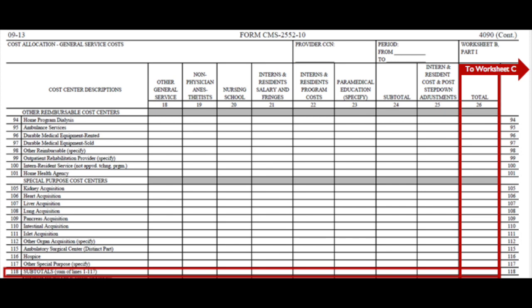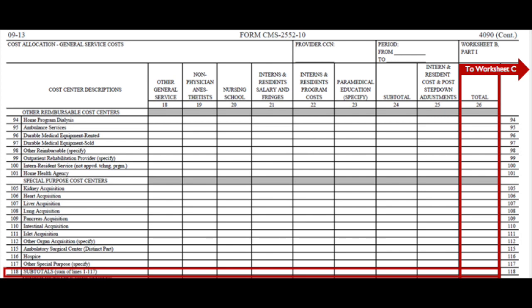So you see there is the other reimbursable cost centers, special purpose cost centers, where things like kidney acquisition, heart acquisition are allocated in terms of cost across the indirect accounts listed on the top. So, going across, we see other general service, non-physician, anesthesia, nursing school. These are all of the indirect accounts or cost centers, if you will, that we are stepping in terms of the cost allocation.